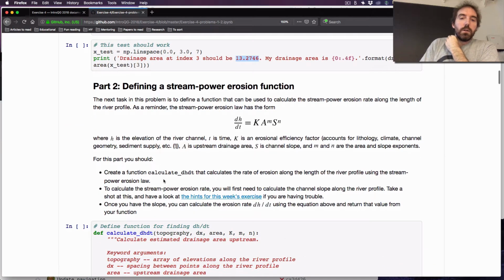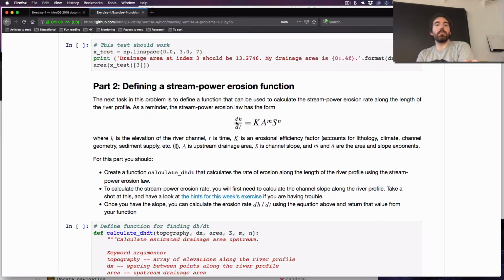So part number 2, we've got another equation here. This is the stream power equation: dH/dt equals K, A to the M, S to the N. This is the one that we just saw in the lecture stuff. Your next task is to create another function, in this case called calculate dH dt. In the calculate dH dt function, you have to solve this equation to calculate the value of dH dt.